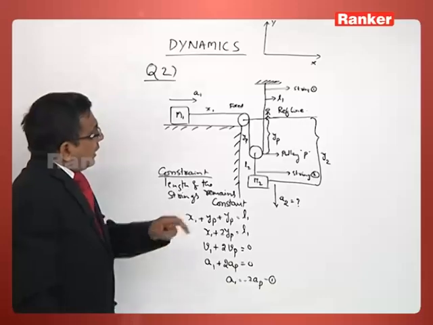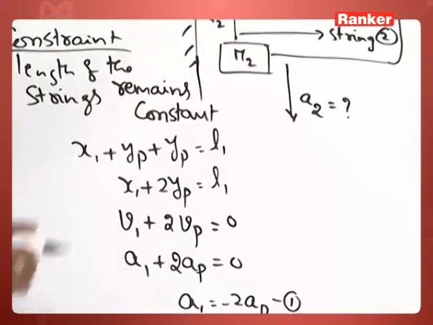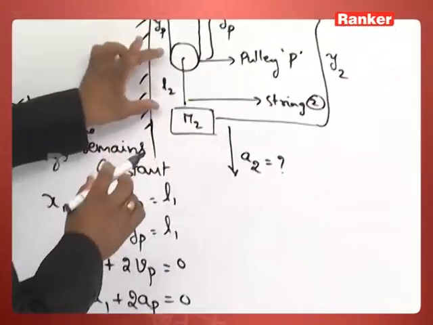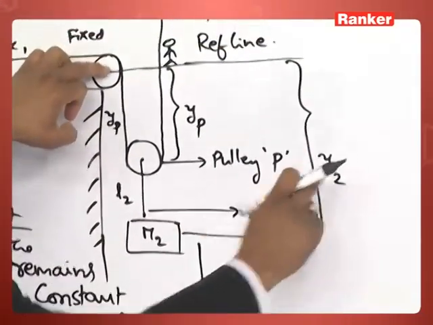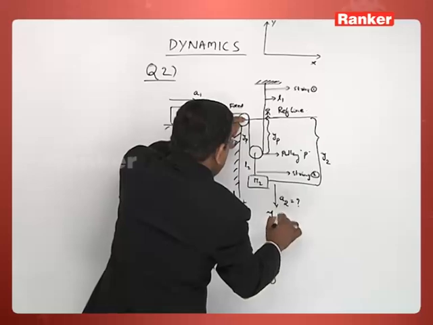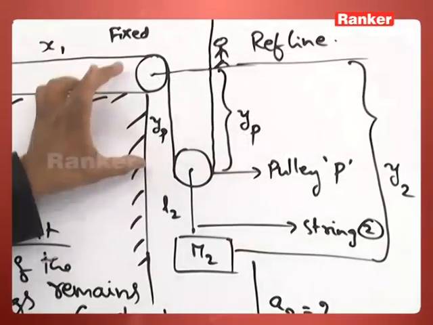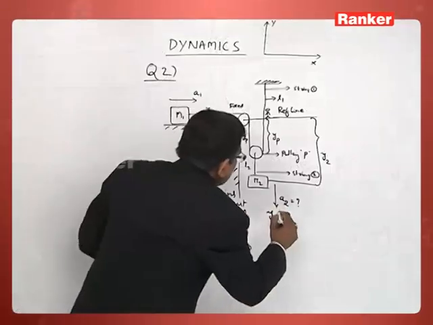In the same way, if you write the length of the string L2, how do you write it? L2 I can write from here to here, the total distance is y2. And to get L2, this pulley distance we have to subtract.